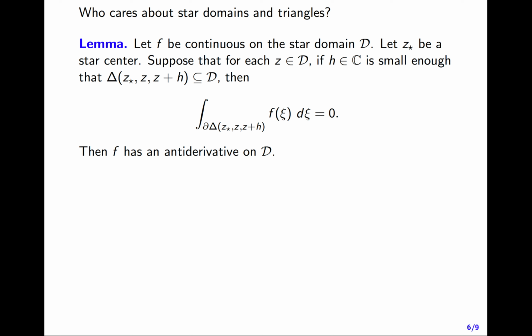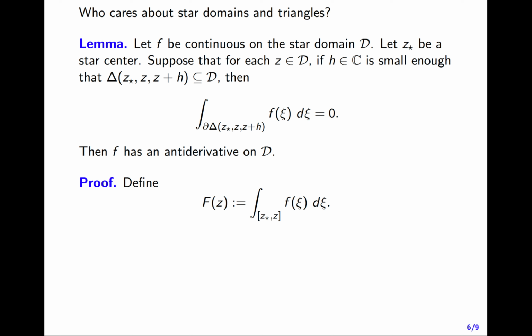So all of a sudden, we have a rather technical but very explicit condition that guarantees that our function f has an antiderivative. It just has to integrate to 0 around all sufficiently small triangles with one edge on the star domain. So how can we prove the existence of an antiderivative? Let's do what we always want to do.